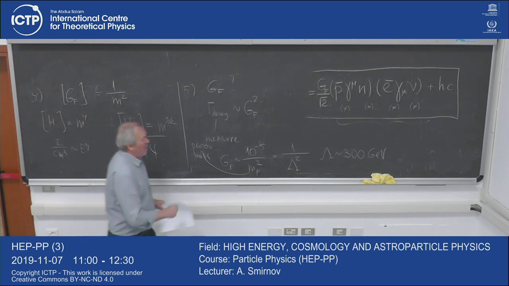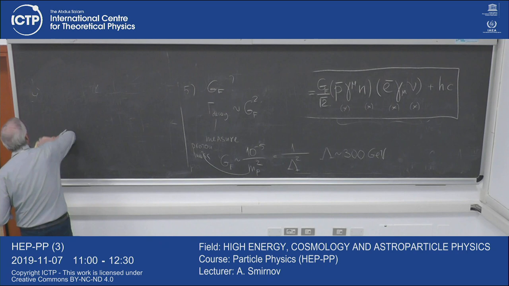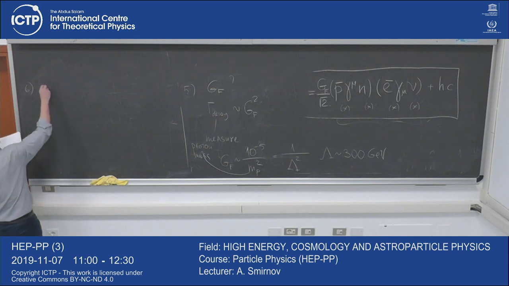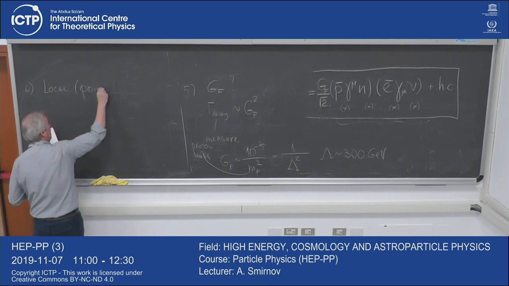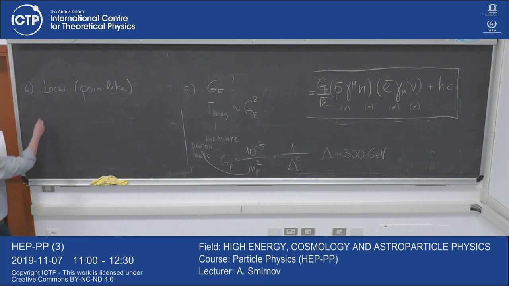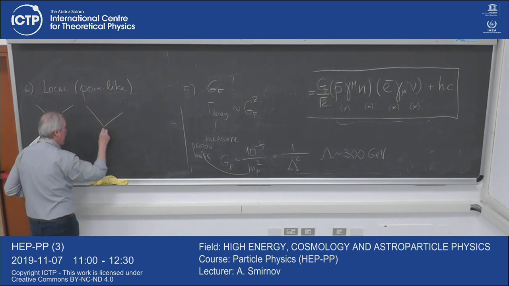So, what is another property of this Hamiltonian? Locality. I mentioned this already several times. So it's a local interaction, a point-like interaction. All the particles are interacting at the same space-time point. You can write this attributing these lines to fermions, and they all meet at the same space-time point. Or you can say that you have interactions of two currents at the same space-time point.